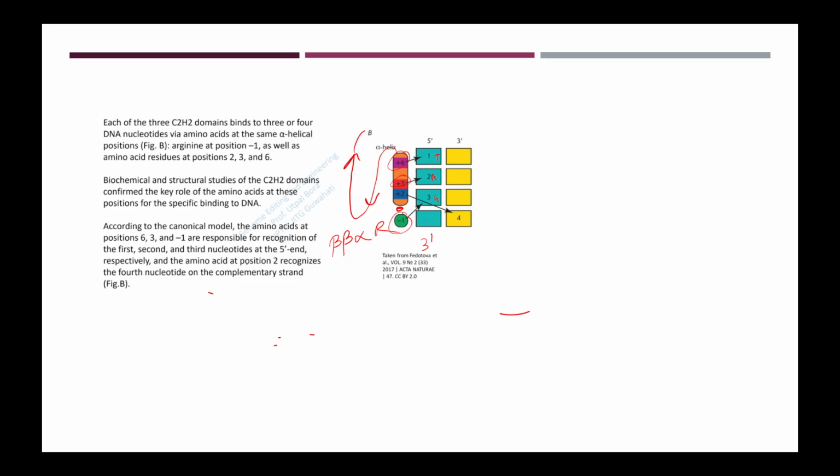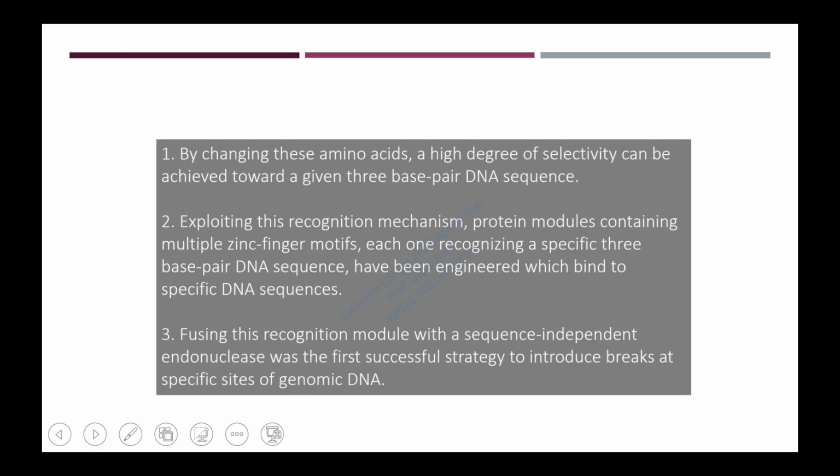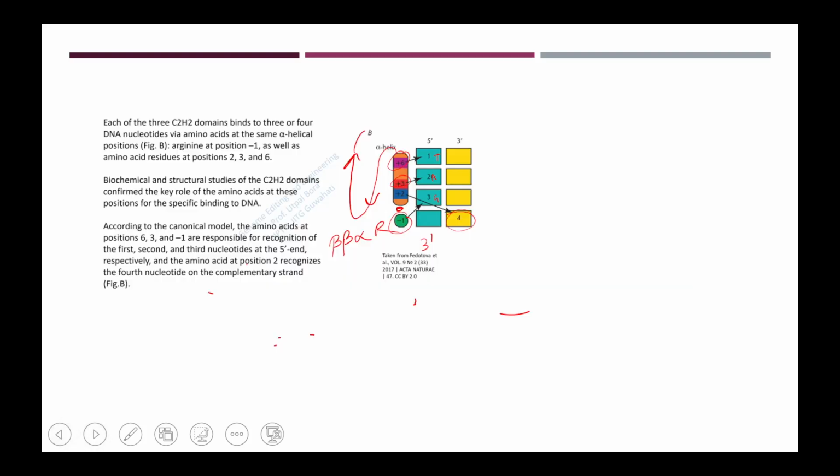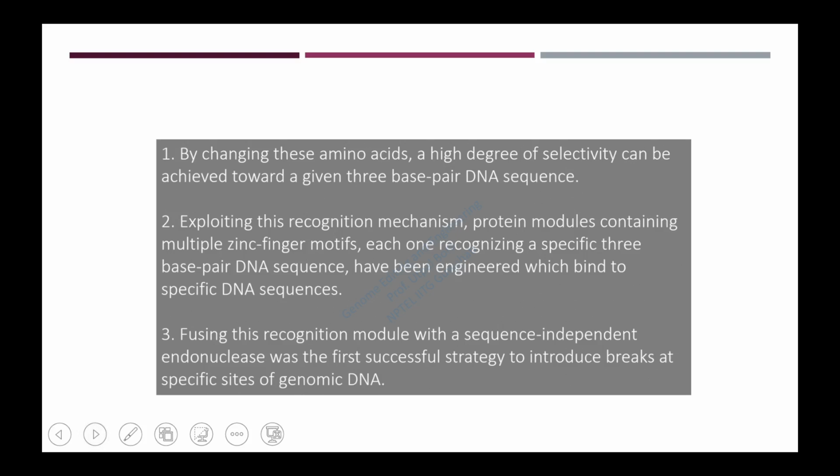And the amino acid at position 2 recognizes the fourth nucleotide on the complementary strand. Okay, so this is how the recognition happens. Then the modification was done. By changing these amino acids, a high degree of selectivity can be achieved towards a given 3 base pair DNA sequence.